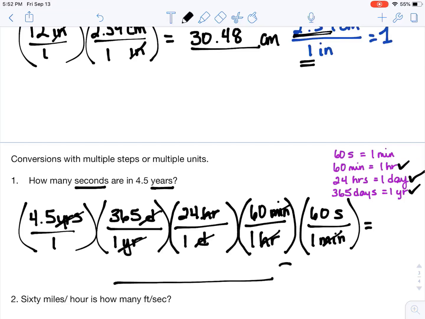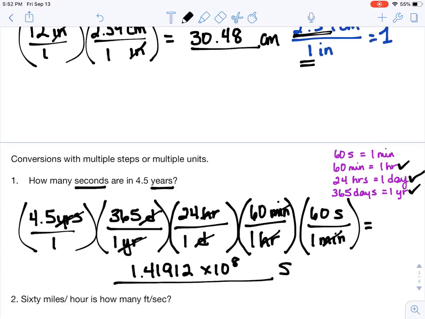My answer is going to be in seconds. And if I plug this big, long collection of things into the calculator, 4.5 times 365 times 24 times 60 times 60, I wind up with 1.41912 times 10 to the 8.